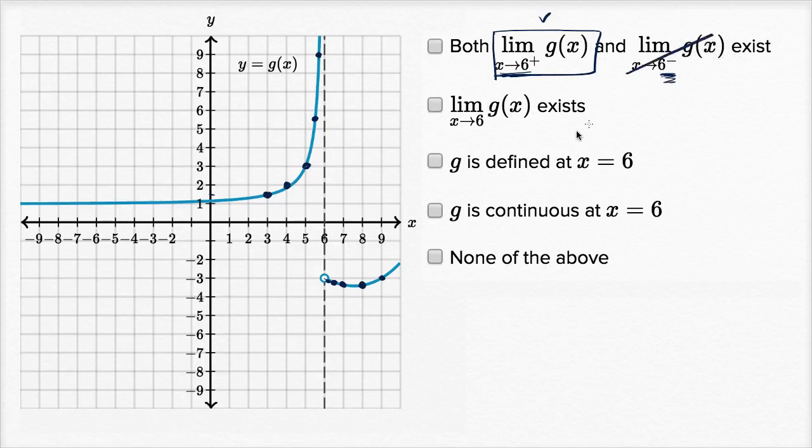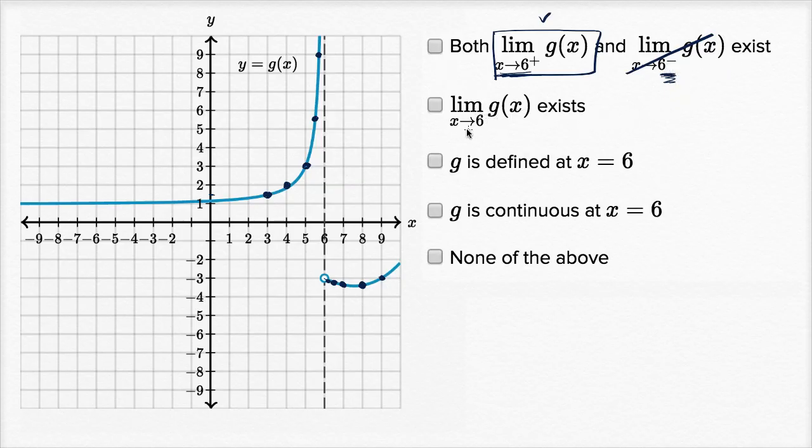So this one does not exist. So I won't check this one off. Some people will say the limit is approaching infinity, but technically infinity is not a value that you can say it is approaching in the classical formal definition of a limit. So for these purposes, we would just say this does not exist.